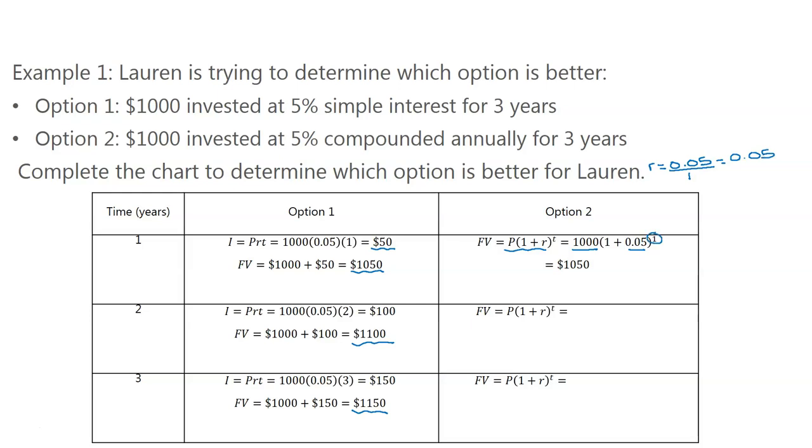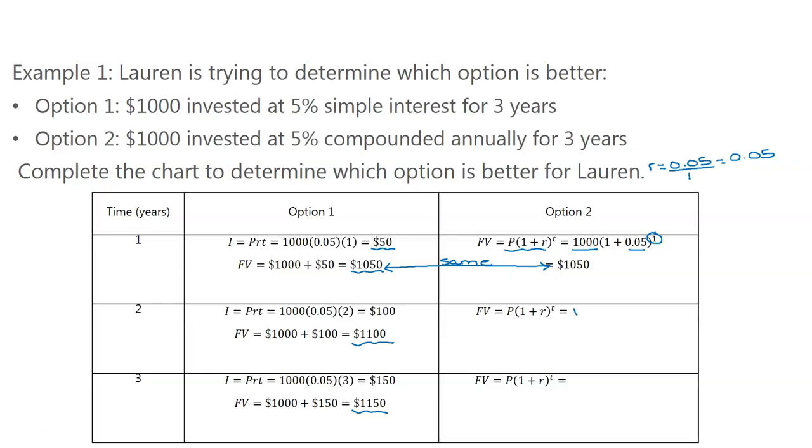Let's look at the T value, which is 1. That's not because it's 1 year. That's because interest was applied only once during that 1 year. And when I work it out, we get the same answer as option 1.